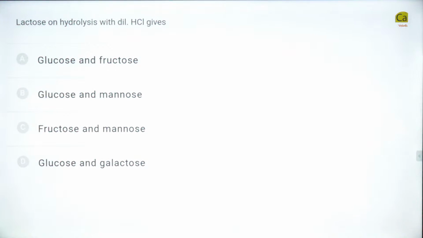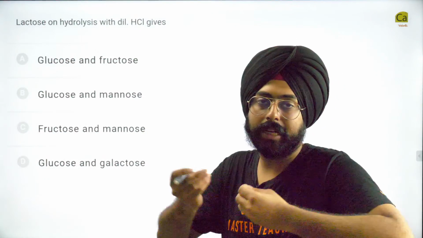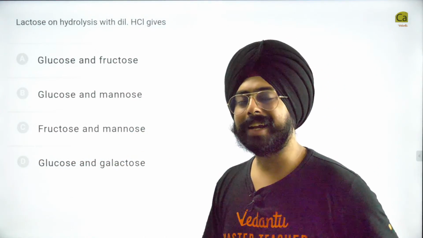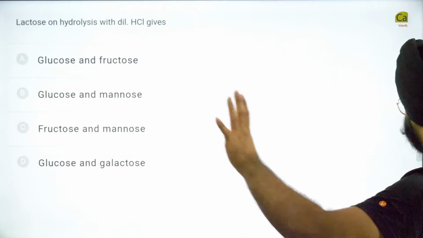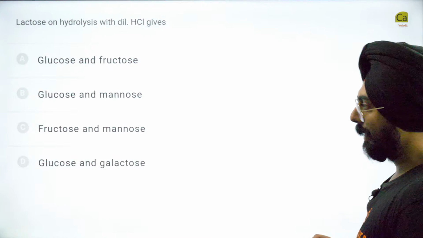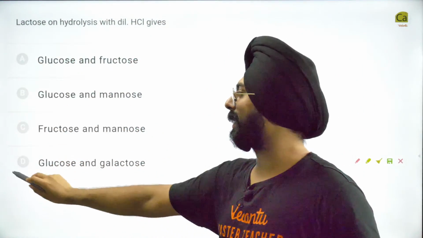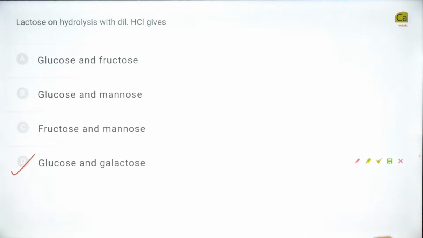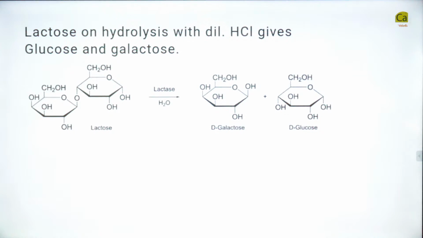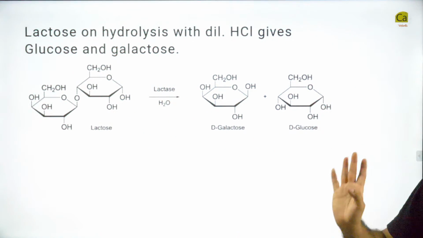Lactose on hydrolysis with dilute HCl gives. See, lactose is something that gets hydrolyzed by lactase. If you add lactase, it will break down. Lactose is basically the combination of glucose and galactose. This is again a factual, memory based question. Lactose has glucose and galactose. If you want to see the structure, this is what it is. Lactose, you put lactase, it will get hydrolyzed.